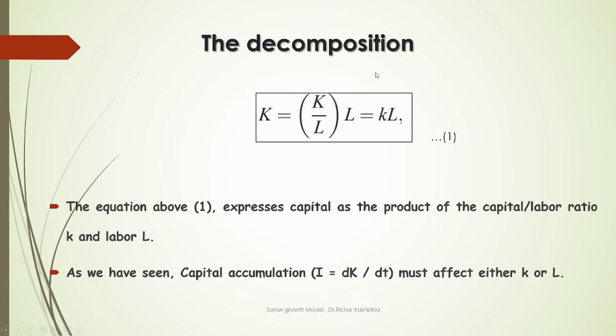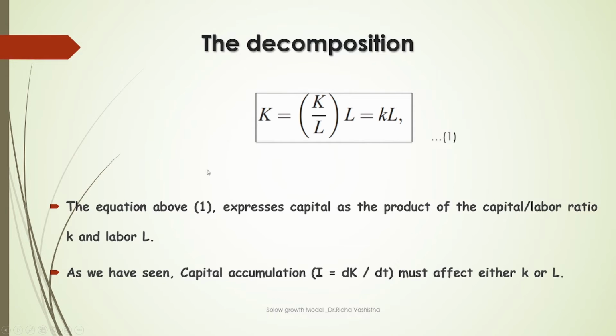Now let us see the further derivation, the decomposition part, where K denotes the ratio of K to L multiplied by L, which is the labor force. This K to L is nothing else but the small k part that we have seen already. So this is the first equation, it expresses capital as a product of the capital to labor ratio and the labor part.